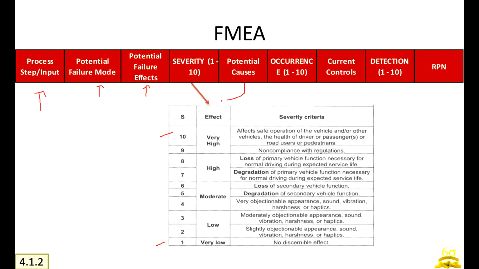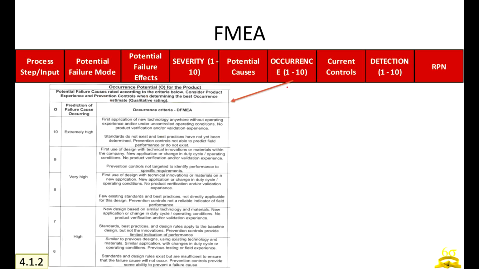Potential causes come from the potential failure mode, right? So if the potential failure mode is that sugar is not available, what causes it? What causes the potential failure mode? And then we assign something called an occurrence to it. Occurrence means how frequently this happens. For example, how frequently you find that sugar is not available, or milk is not good.